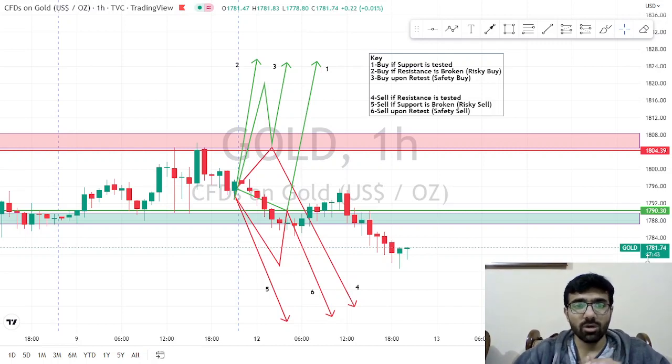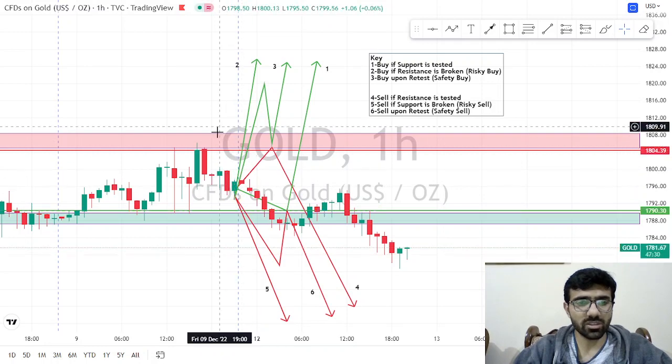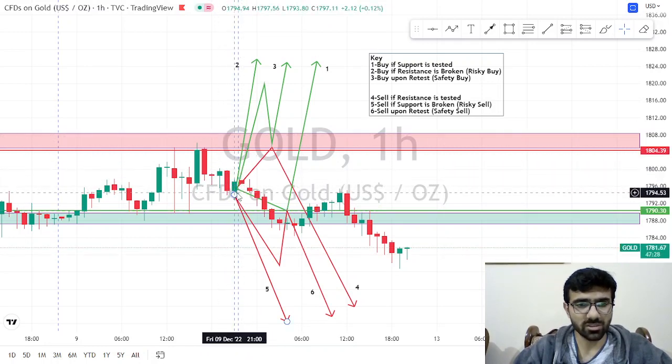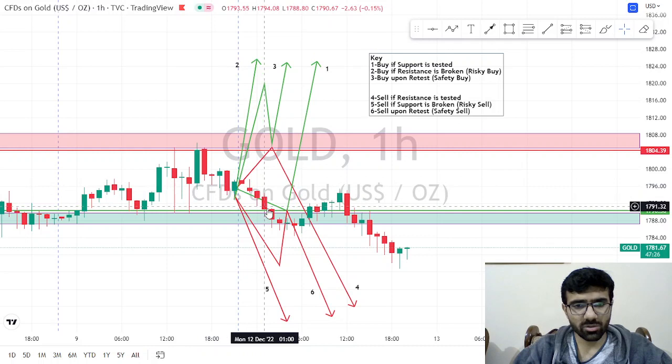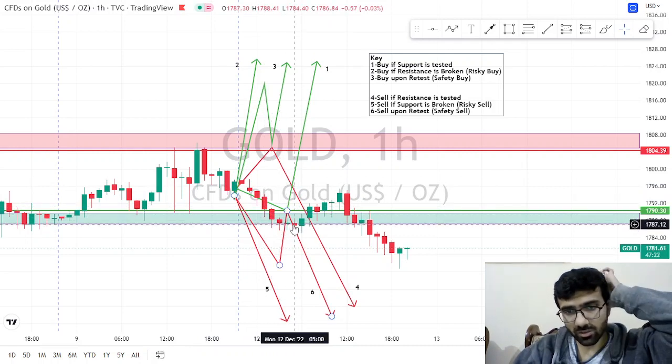Okay, so now let us continue with the discussion of the gold analysis from where we left off yesterday. When we were discussing gold yesterday, the market was trending over here and we marked this area as our area of short-term support and this area as our area of short-term resistance. So the market continued to go down and closed almost below our area of support over here.